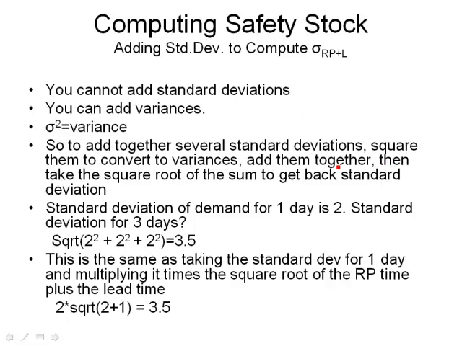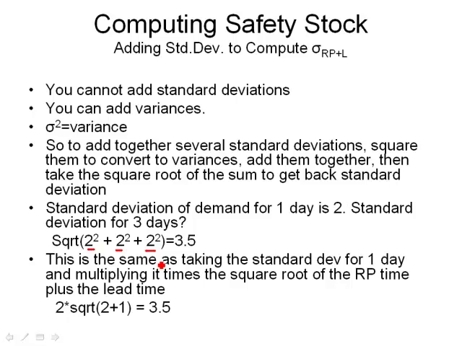So to look at it in the situation in our example problem, the standard deviation in this situation is 2. In other words, the standard deviation for demand for 1 day is 2. We're interested in the standard deviation for 3 days: a 2-day reorder interval plus a 1-day lead time. So we square each one of those standard deviations: 2 squared plus 2 squared plus 2 squared. Add them up, and that gives us our variance for a 3-day period.